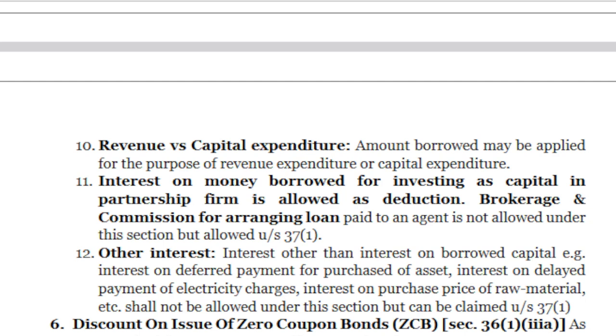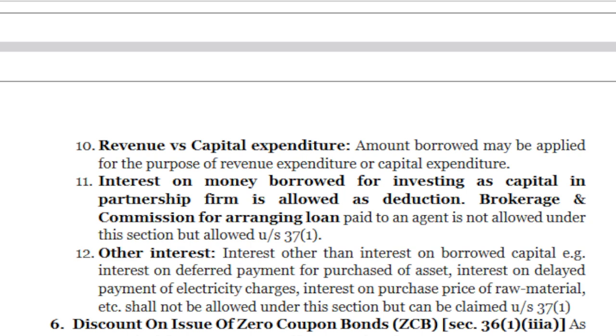Now come to the 12th point. Other interests are there. You should be very careful. Some extra points are there. Interest other than interest on borrowed capital, right? On borrowed capital we discussed till now, but we are just talking about other interest now. Example, interest on deferred payment for purchase of assets. Sometimes you delay payment, so they charge extra interest, right?